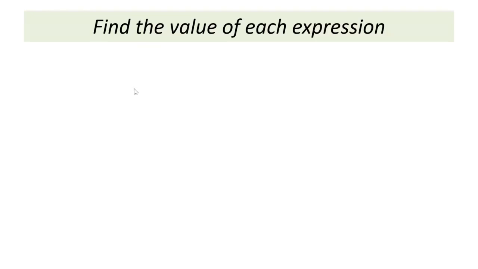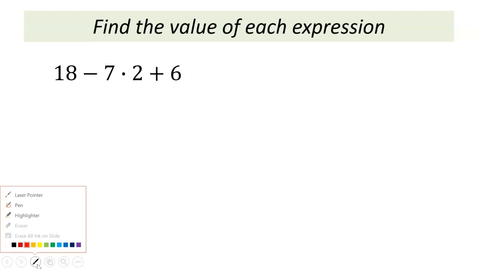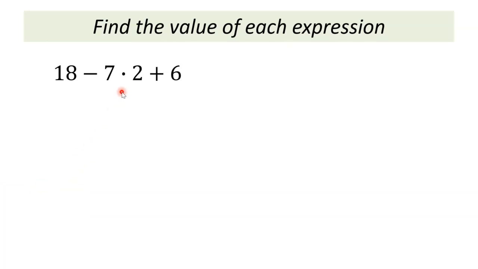Find the value of each expression. Here's our first example. Now this is 18 minus 7 times 2 plus 6. Let me get the laser pointer to explain this. In this question, you have subtraction, adding, and multiplication. So according to the previous table that I showed you, you have to do the multiplication first. In this case, I will definitely multiply 7 times 2 first, which will be 14.